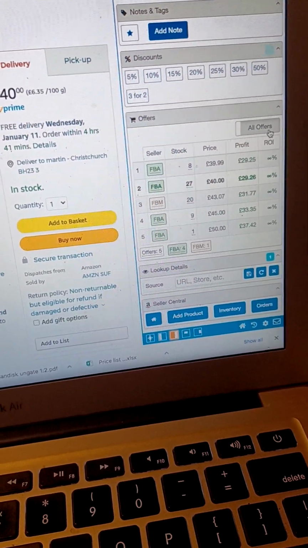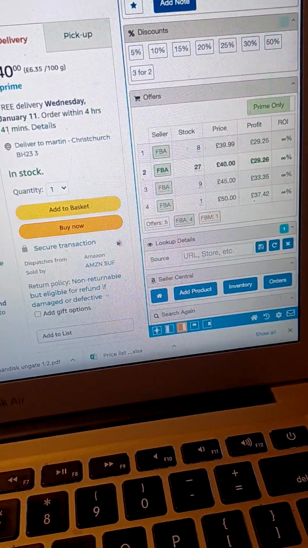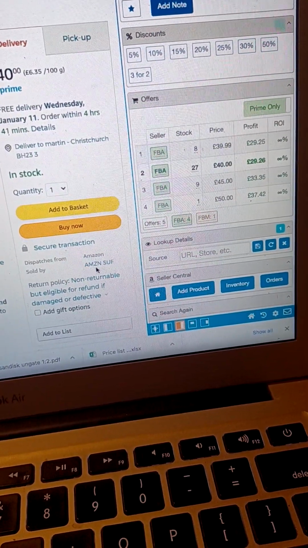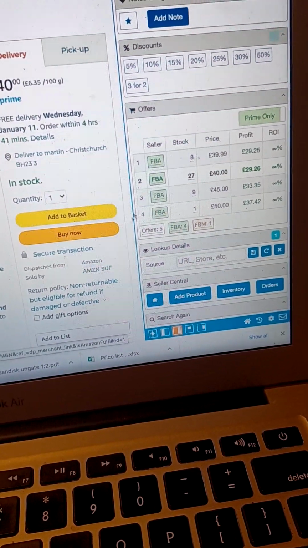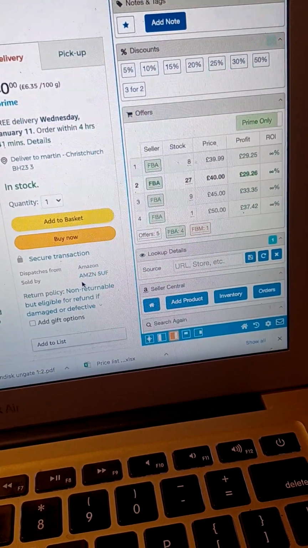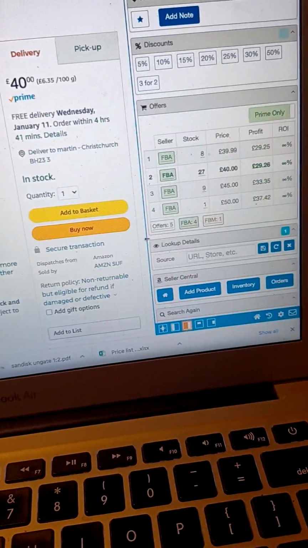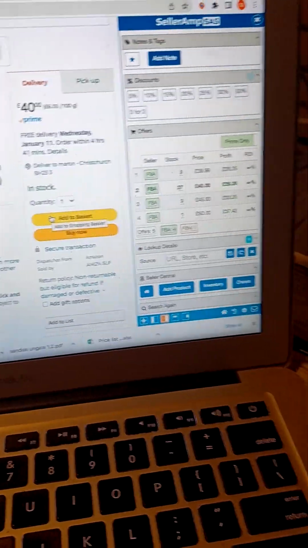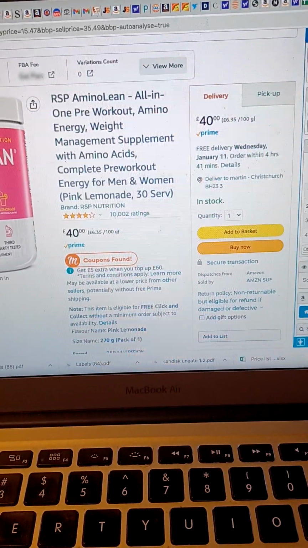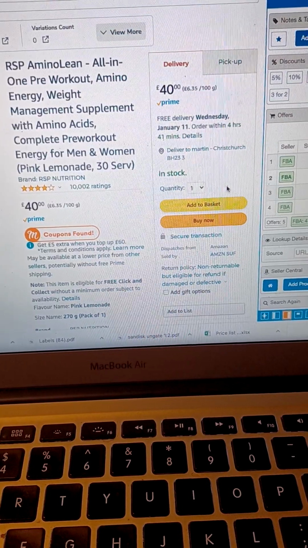There's 20 of them at 40 quid, 43 quid. So as you see here, where it says dispatch from Amazon, sold by Amazon Soft, that's just the company name, which is Amazon Soft, them. And that could be you, Joe Bloggs. And it's one thing to notice here. When you go onto Amazon, you only see this. You don't see this pop-up. You see this and you go, yep, add to basket, buy now.